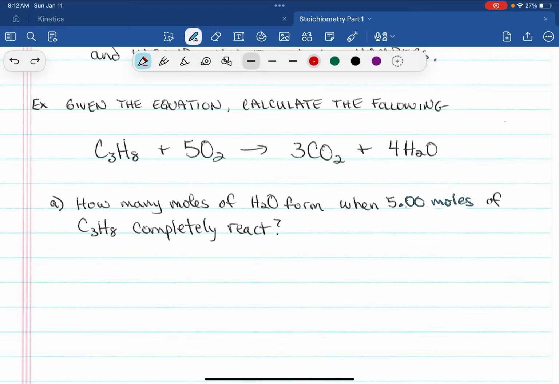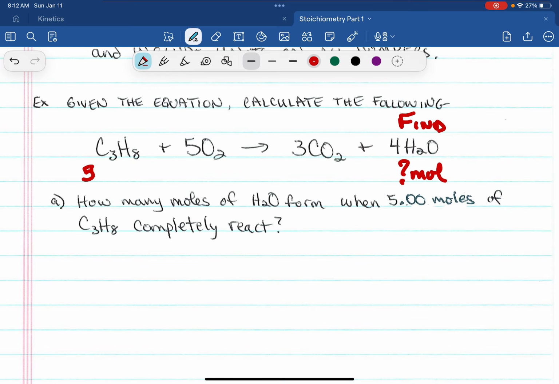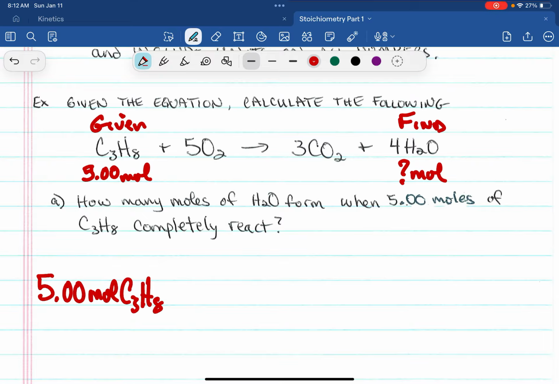Well, we're looking for moles of H2O. How many moles of H2O? That's what I'm trying to find. And we got 5 moles of C3H8. And that's what I've been given. So the problem gives me 5 moles of C3H8 and asks me to find how many moles of H2O. So we always start with what we're given. Is it necessary to write all of this? Absolutely.